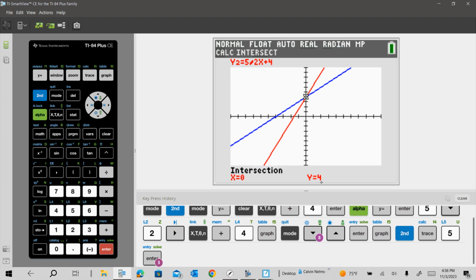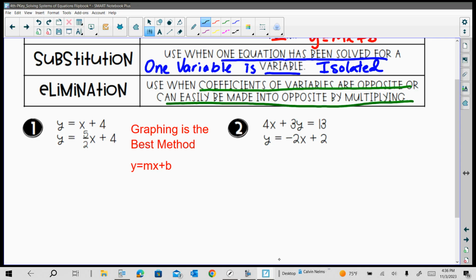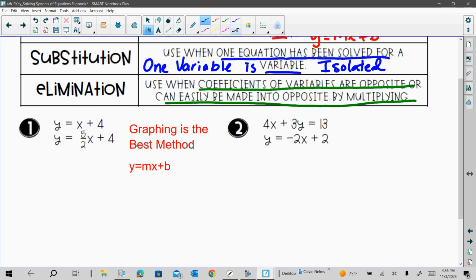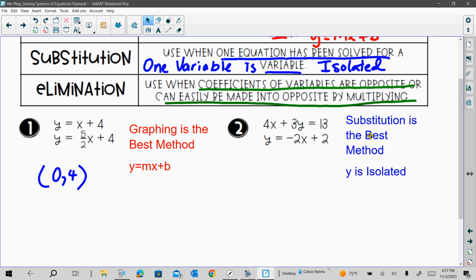So the intersection here happens at 0, 4, and that means that's our solution. Okay, because if they intersect, that's a solution. We just had one solution at the ordered pair 0, 4. So you can just write down that by using the graphing method, we got to our intersection. Now, on number 2, the best method to choose on this one would be substitution.